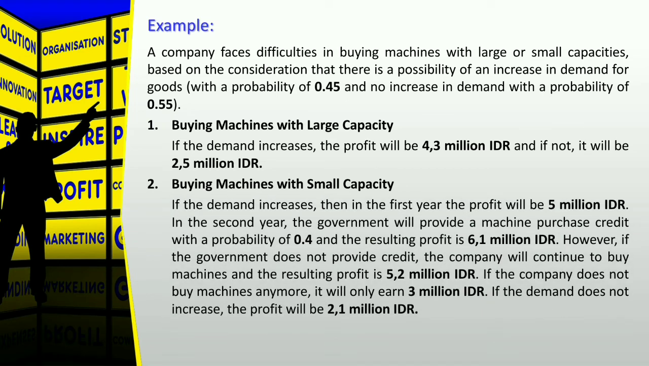If the demand increases, then in the first year the profit will be 5 million Indonesian rupiah. In the second year, the government will provide a machine purchase credit with a probability of 0.4 and the resulting profit is 6.1 million Indonesian rupiah. However, if the government does not provide credit, the company will continue to buy machines and the resulting profit is 5.2 million Indonesian rupiah. If the company does not buy machines anymore, it will only earn 3 million Indonesian rupiah. If the demand does not increase, the profit will be 2.1 million Indonesian rupiah.